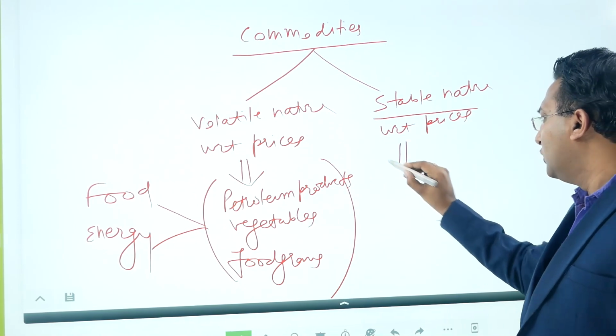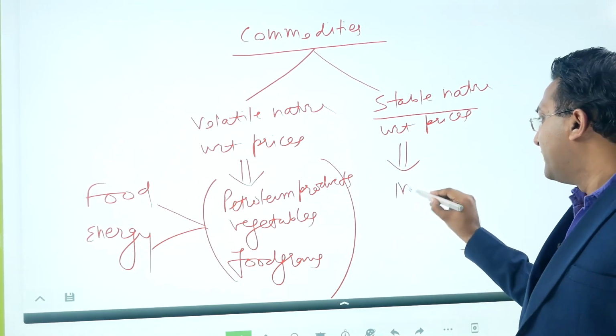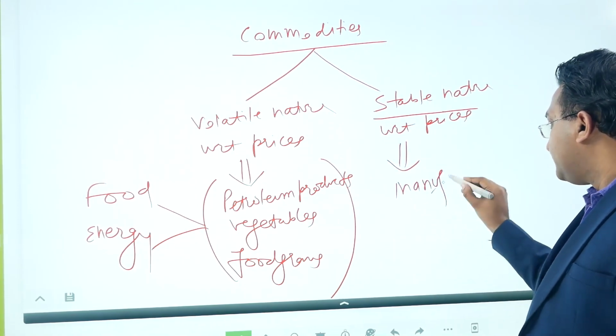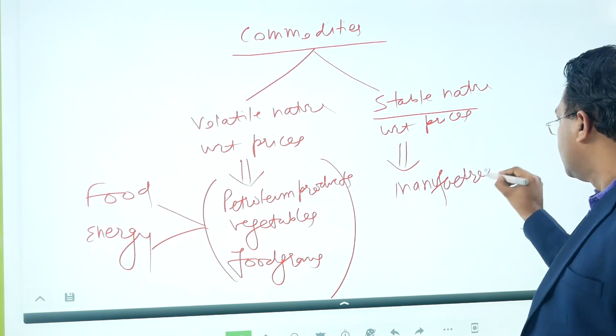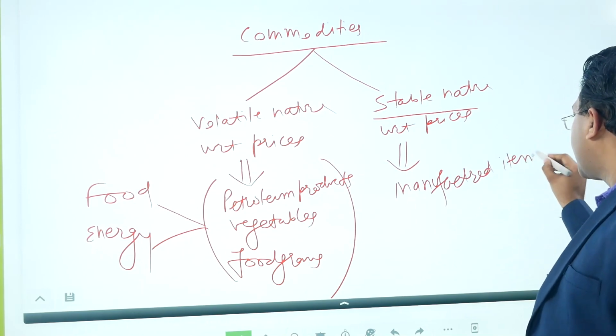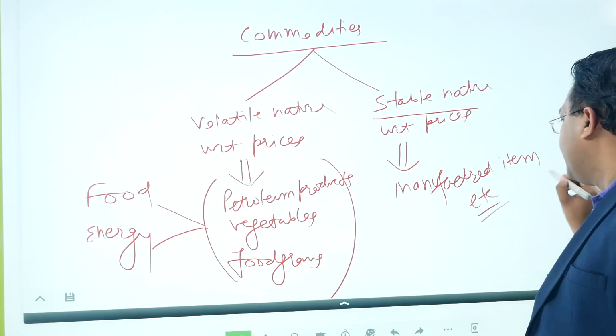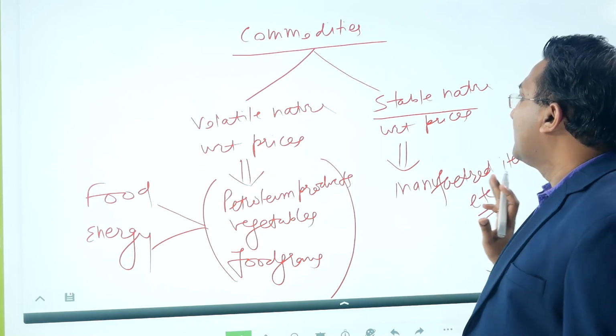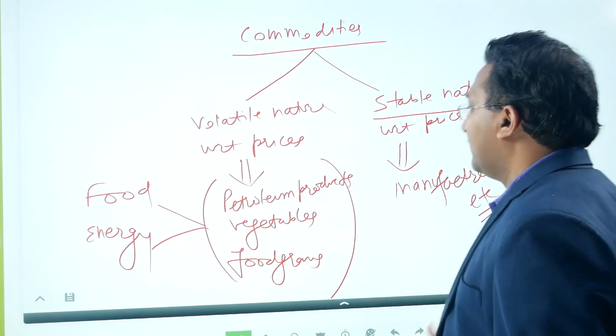Stable nature with respect to prices. So all the other items which include manufactured items, right, etc. So those items are basically having stable prices.